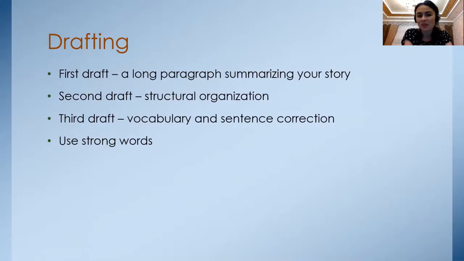In the second draft, we will mostly pay attention to structural organization. As I told you, it's important to have a clear beginning, body, and ending in narratives. After having your summary, you have to organize your ideas into an introduction, a main part, and a conclusion in the second draft. The second draft will be mostly about organizing your ideas.